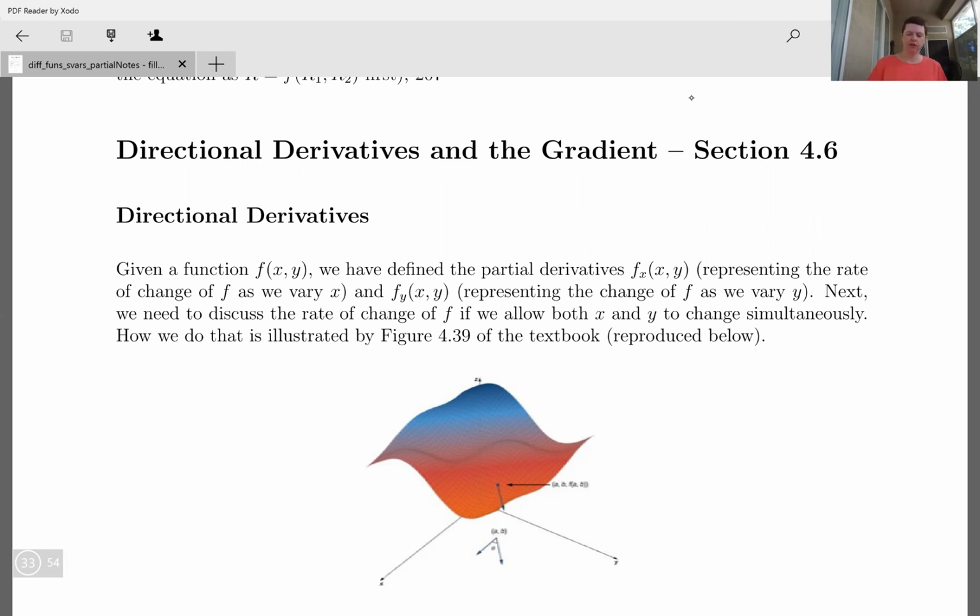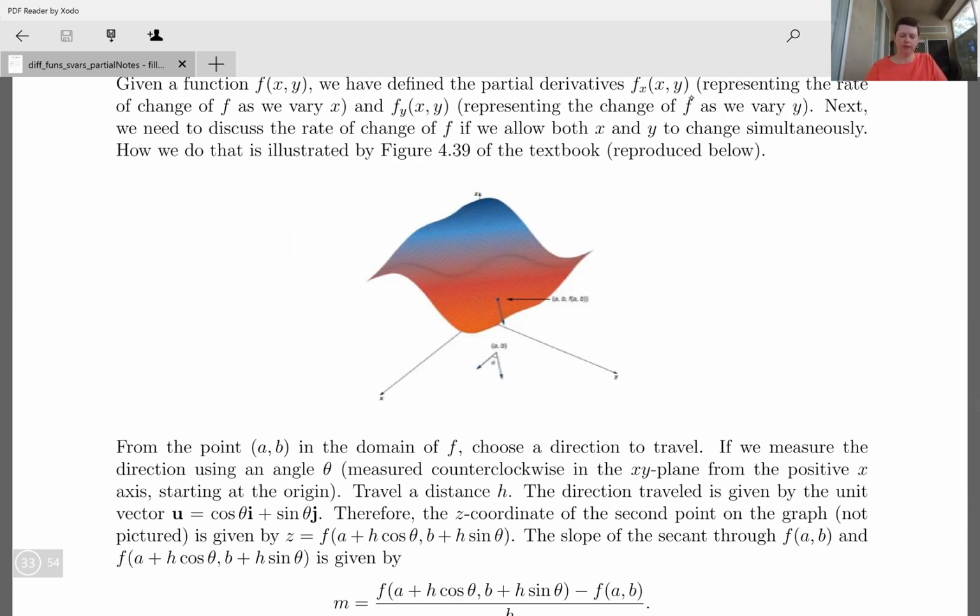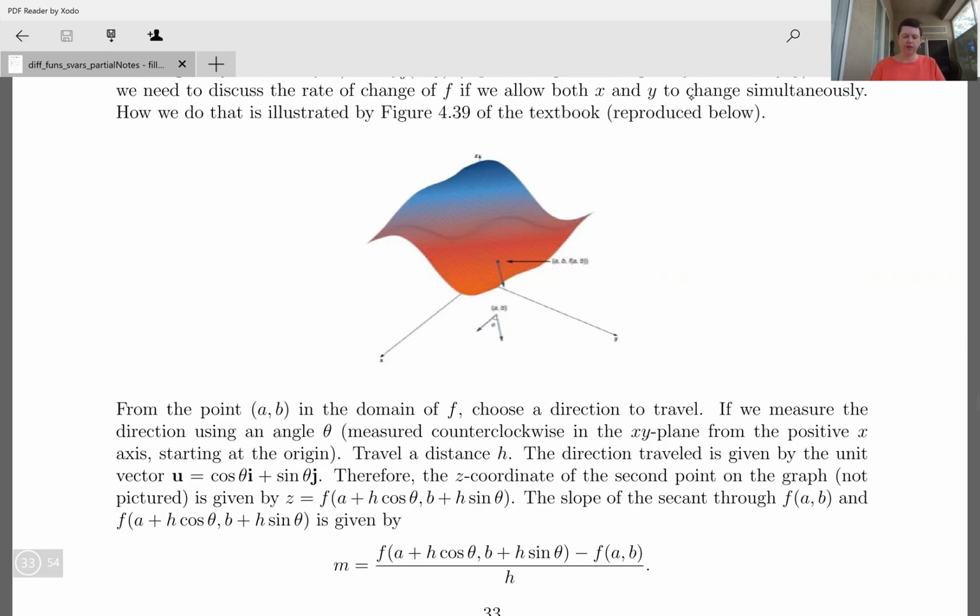If you look at figure 4.39 of the textbook, reproduced below if you're looking at the page, we see this nice function. Let's suppose we have a point (a, b) in the domain of f, and we have f of (a, b). We're going to choose a direction to travel, and we measure the direction using an angle theta, measured counterclockwise in the xy-plane from the positive x-axis, i.e. how we normally define theta. We're starting at the origin as usual, and we're going to travel a distance h from our point (a, b).